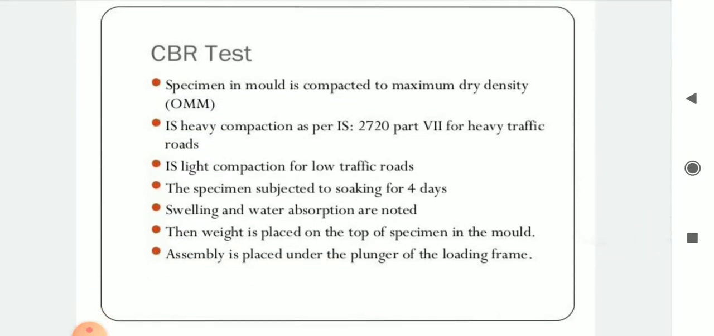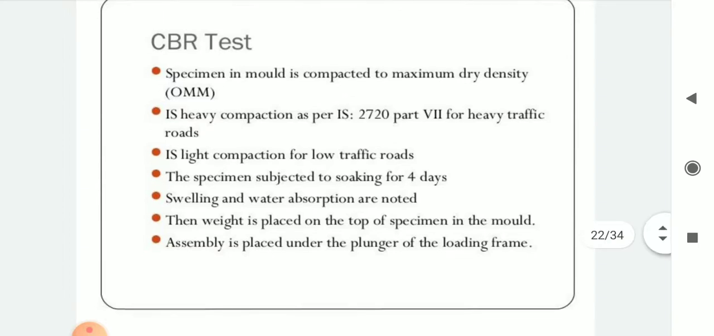Then the specimen in the mold is compacted. This is the procedure of the CBR test. The specimen in the mold is compacted to maximum dry density. IS heavy compaction as per IS 2720 part 7 for heavy traffic roads, and IS light compaction for low traffic roads. The specimen is subjected to soaking for 4 days. Swelling and water absorption are noted. Then weight is placed on the top of the specimen in the mold and the assembly is placed under the plunger of the loading frame. This is the procedure.